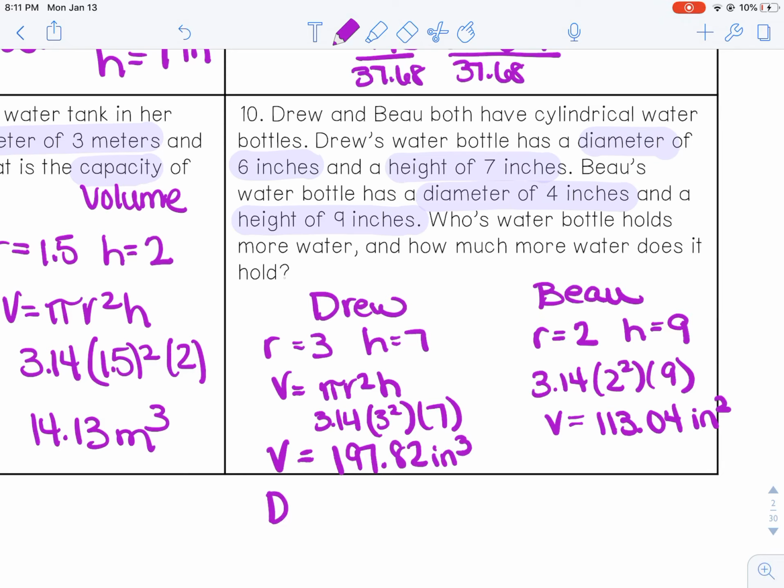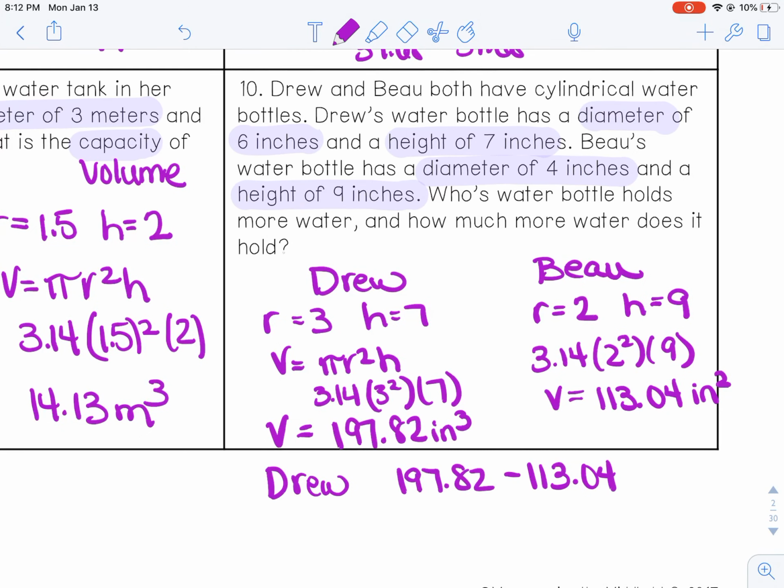Okay, whose water bottle holds more water? If you said Drew, yay, you're a winner. Okay, and how much more? So what do I do? Do I add, subtract, multiply, or divide the two volumes? To find out how much more Drew has, I need to subtract. So I'm going to take 197.82 and I'm going to subtract 113.04. I'm going to get an answer of 84.78 cubic inches of water. Oops, I put a 2 over there. I meant a 3. All right, and that's how much more Drew's water bottle holds.